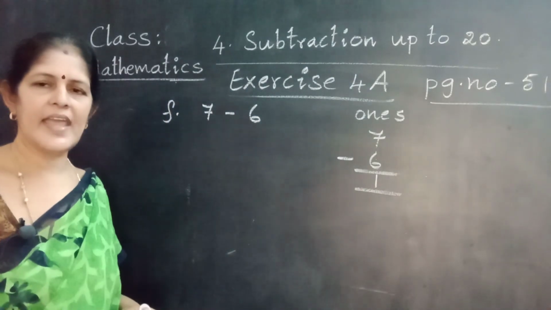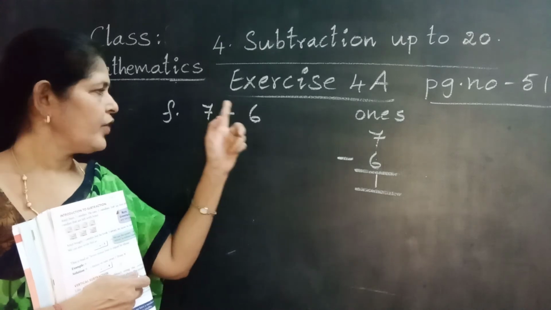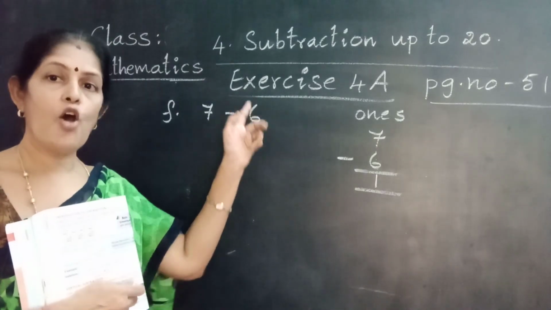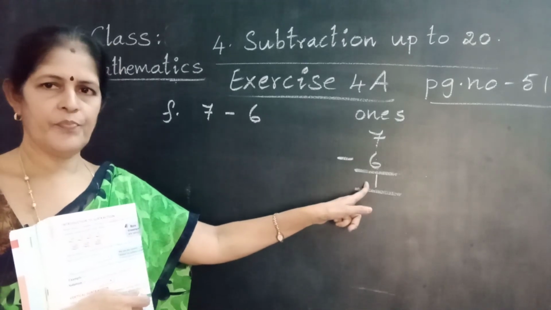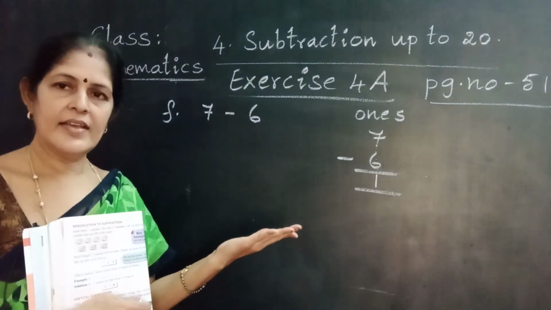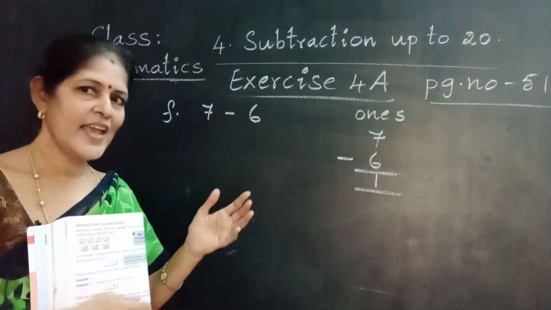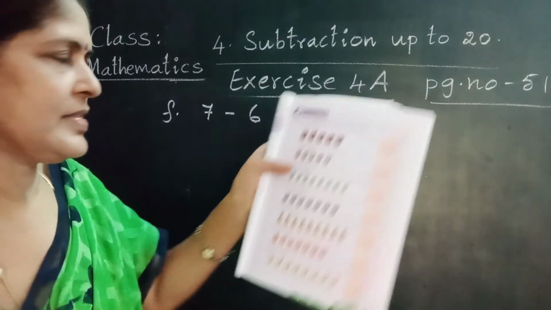7 minus 6, 1. There are 7 oranges. We take away 6. How many are left? 7 minus 6, 1. We subtract 6 from 7. 7 is big, 6 is small. Go to the last one. Lemons.